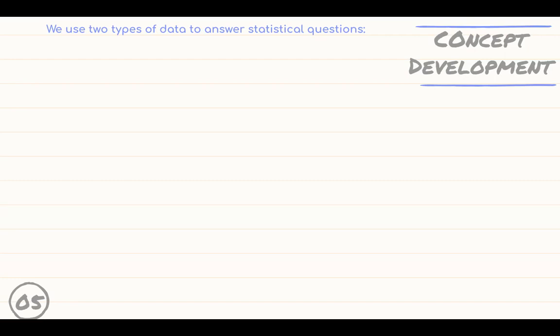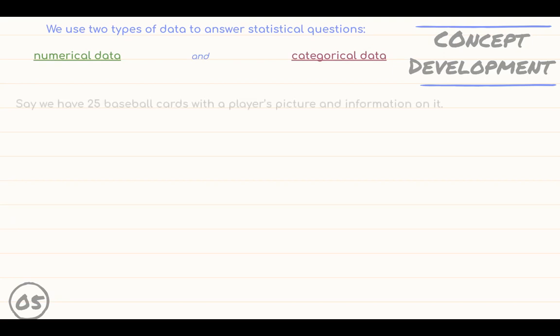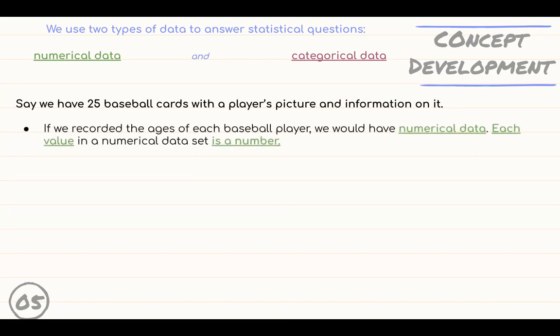We use 2 types of data to answer statistical questions: numerical data and categorical data. Say we have 25 baseball cards with the player's picture and information on it. If we recorded the ages of each baseball player, we would have numerical data. Each value in a numerical data set is a number.